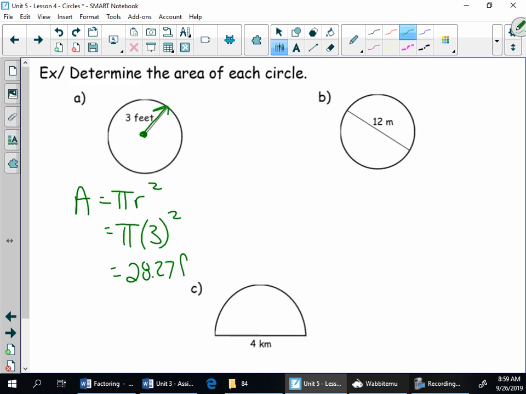We're talking about areas, so it's going to be feet squared. And try and use your pi button, try and use your exponent button. It does it all at one time for you.